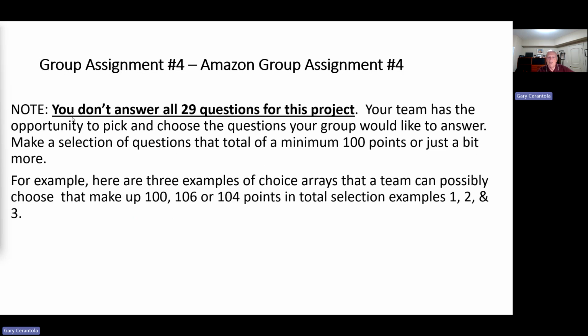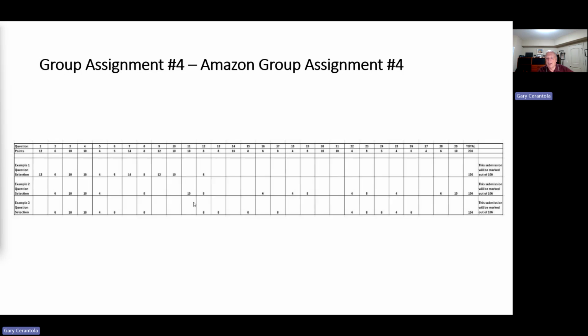And again, just to remind you, you don't answer all 29 questions. You basically find enough questions to make up at least 100 points, and then you can go over a little bit based on your selection, but that's okay. Here I've given you 3 examples of different questions selected based on the marks. This particular selection made 100 points, so that's perfect, and it'll get graded out of 100 points. Example 2 totaled 106, so it'll get graded out of 106. And example 3, 104, and it'll get graded based on 104.